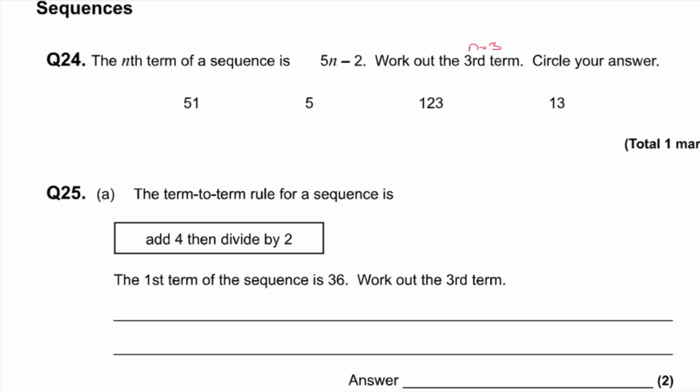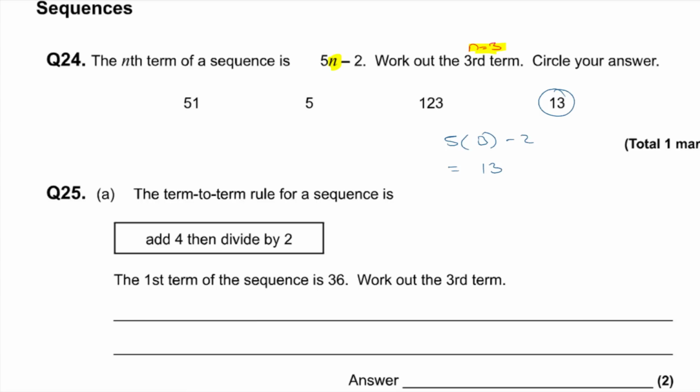So we're just going to sub n is 3 into that expression. So just like we were doing with substitution, we're going to replace n in the expression with the value 3, and then just work out what it is. So what's 5 lots of 3 minus 2? 5 lots of 3 is 15. Take away 2, that's 13 then, isn't it? It's that one there.